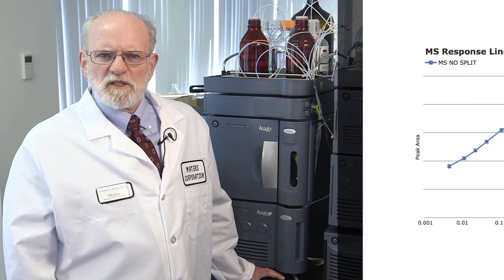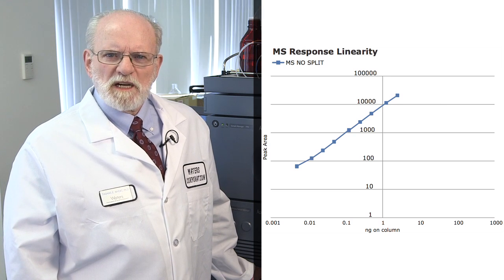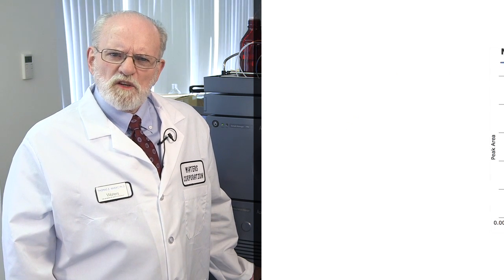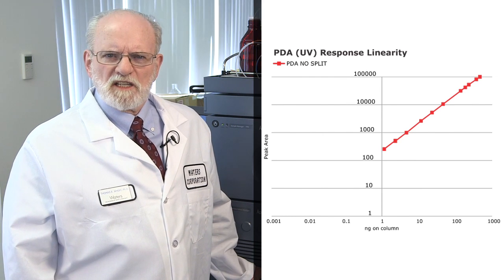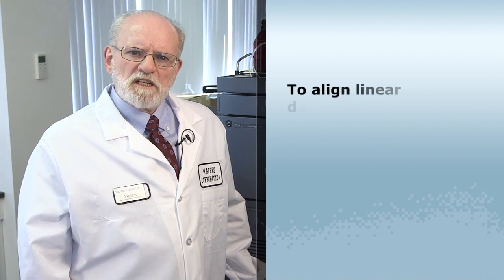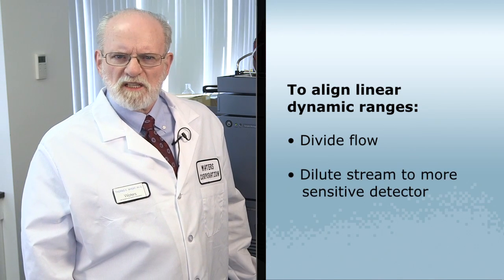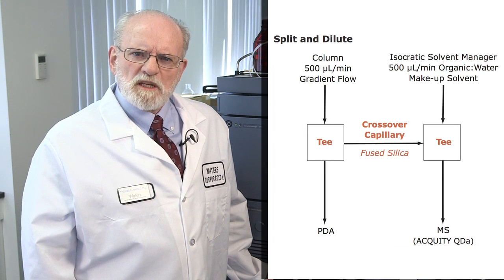When testing the dynamic range of the detectors, the ACQUITY QDa mass detector is linear with concentration and extends about 4 orders of magnitude. The UV response has a similar linearity in total range, but the linear response occurs at about a 100 times higher concentration. If we are to integrate the detectors within a single system, we must align the linear dynamic range of the detectors. The general solution is to divide the flow between the two detectors and to dilute the stream going to the more sensitive detector. Let's look at the schematic.